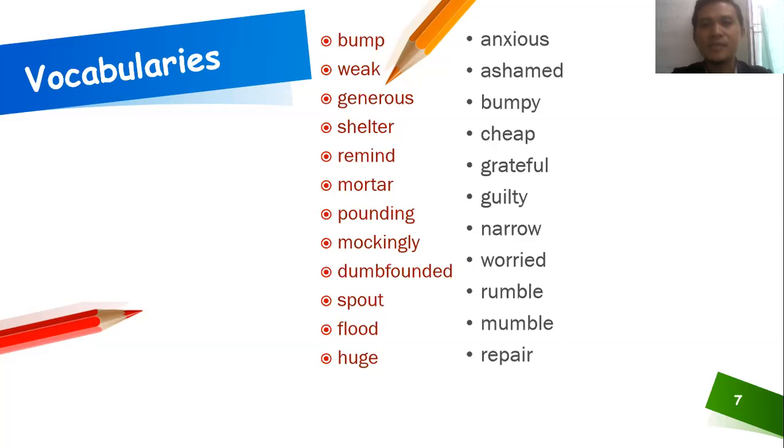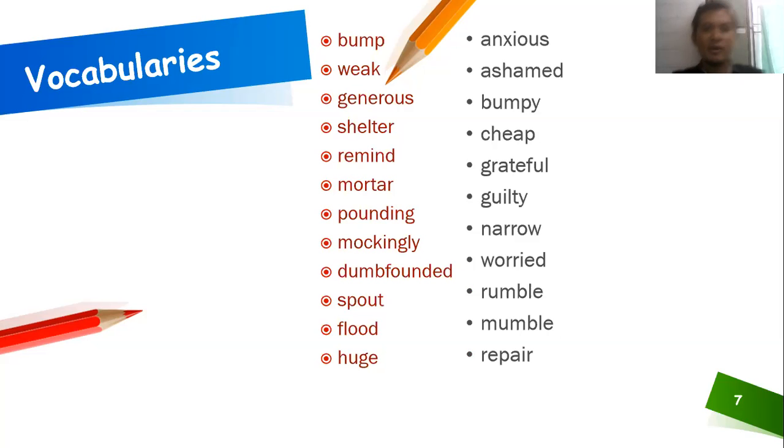Mortar means lesung. Pounding is a word, a verb actually. Pounding, menumbuk. No, menumbuk padi is pounding.